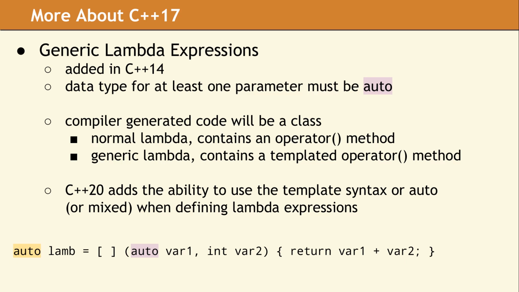As a reminder, the auto keyword highlighted in yellow is not what makes this expression a generic Lambda. This is the data type of the Lambda expression itself and should always be auto, even for a normal Lambda expression.